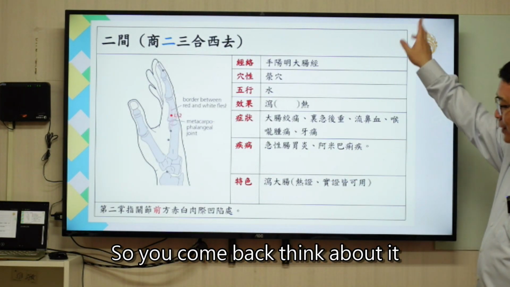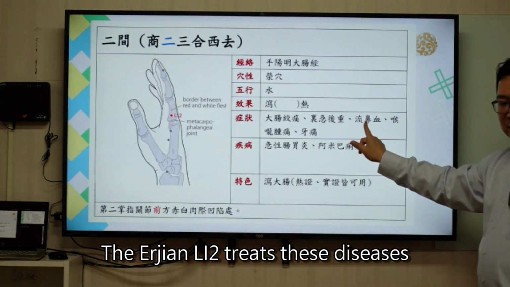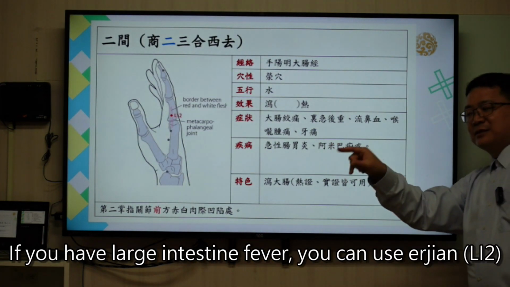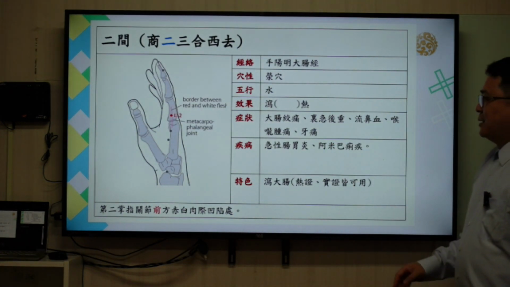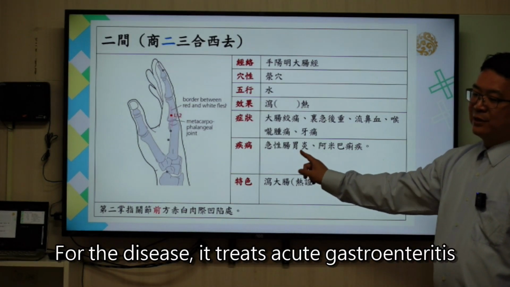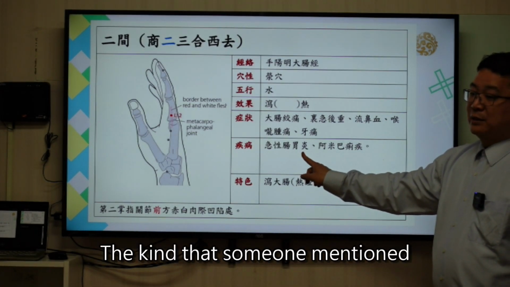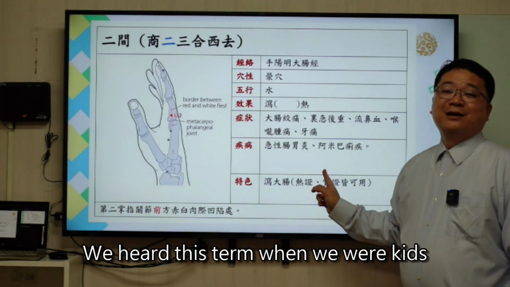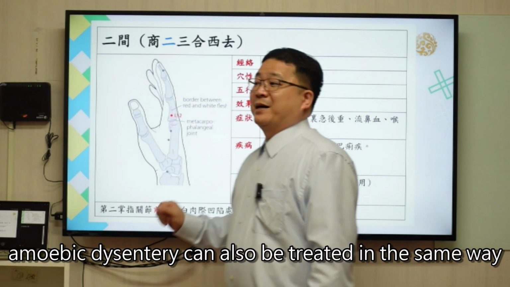So you come back, think about it. The Urgian Li2 treats these diseases. With large intestinal fever, you can associate diarrhea. If you have large intestine fever, you can use Urgian Li2. We're talking about the symptoms for the disease. It treats acute gastroenteritis, the kind that someone mentioned. There's also amoebic dysentery. We heard this term when we were kids. Amoebic dysentery can also be treated in the same way.